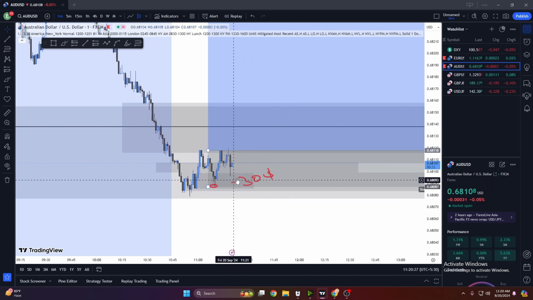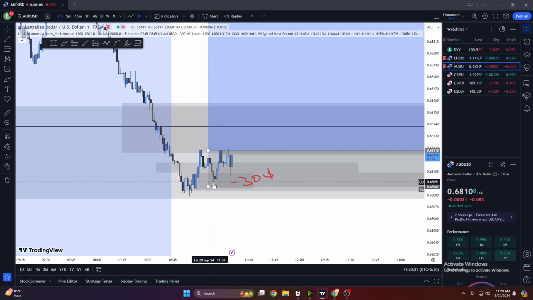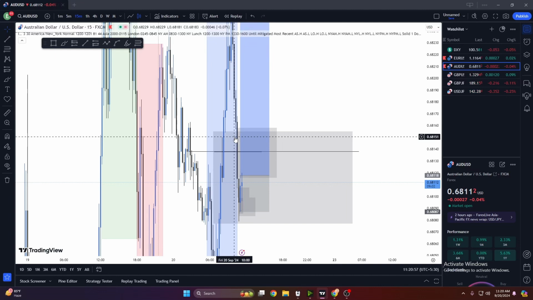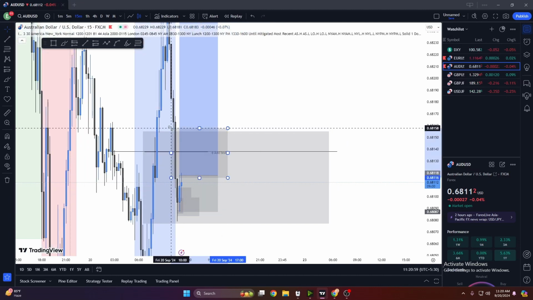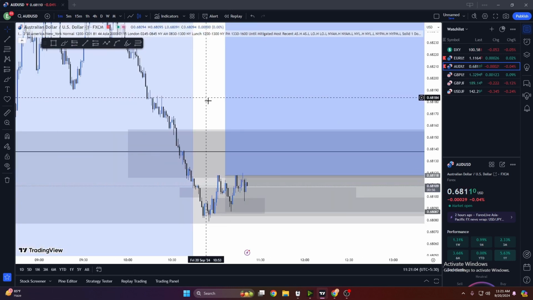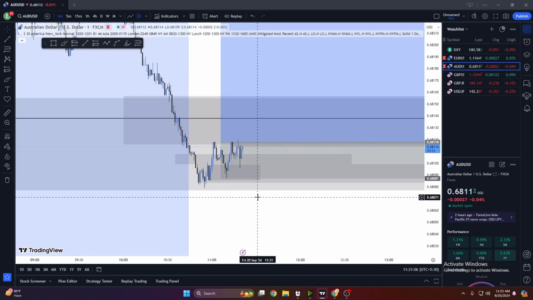So let's see what happens. Currently I'm expecting that this order block and this low will hold. If it holds, then I will look for bigger time frame confirmations. Then I'll enter a position on the bigger time frame confirmation. So it will be a risk-free trade. Currently I'm risking only $30.